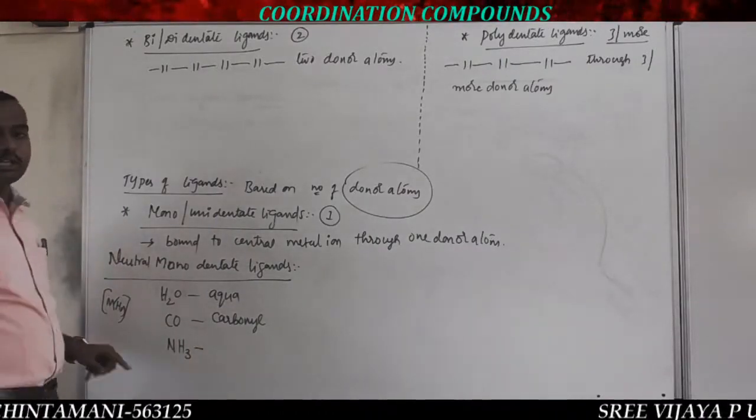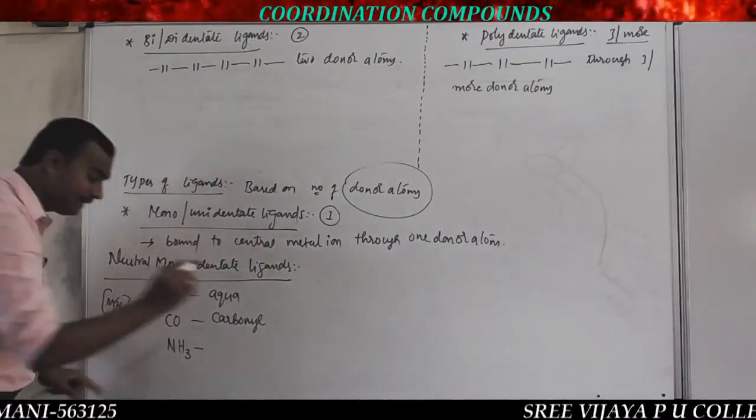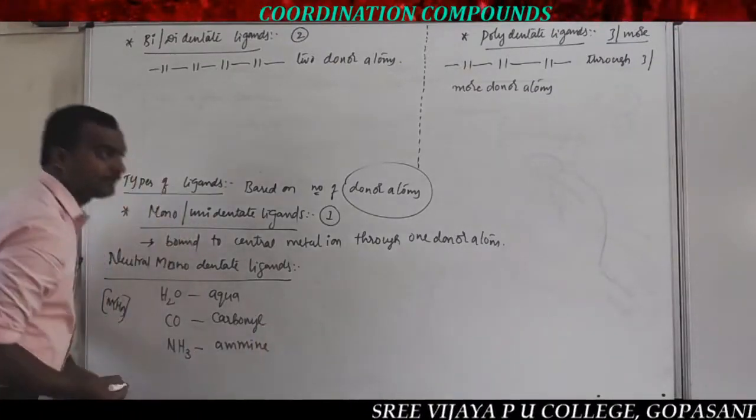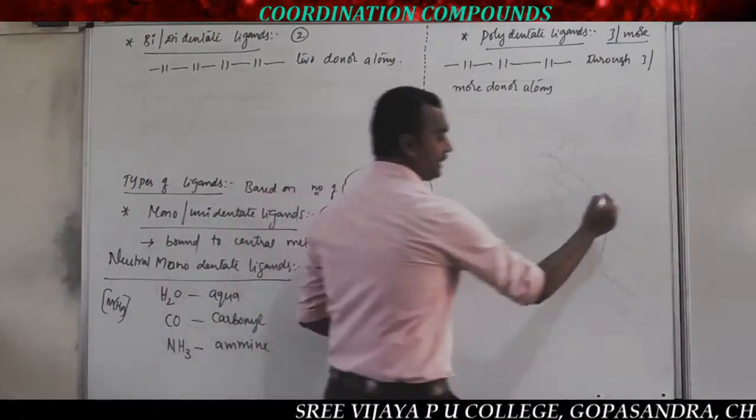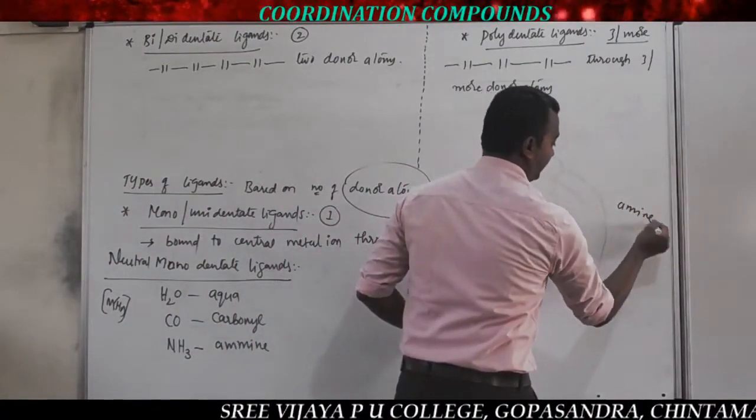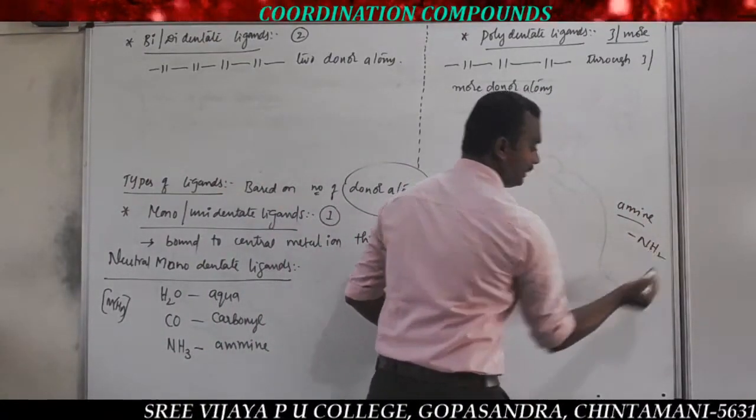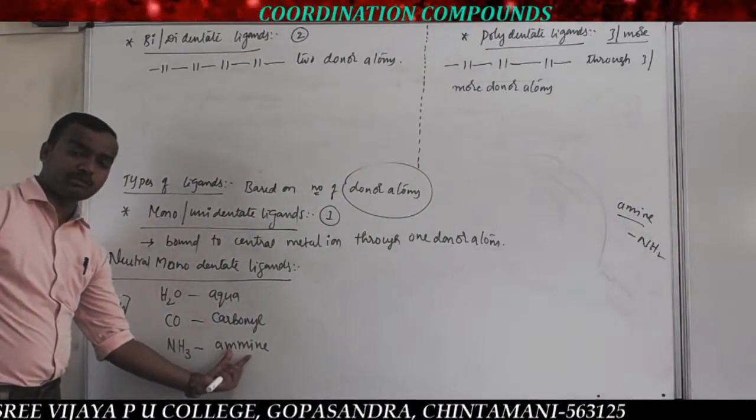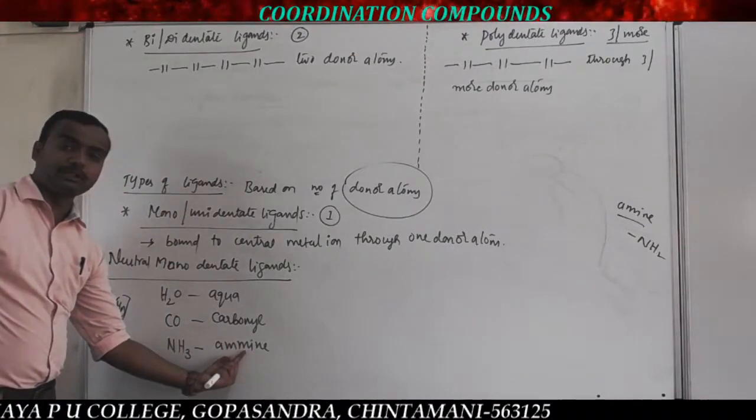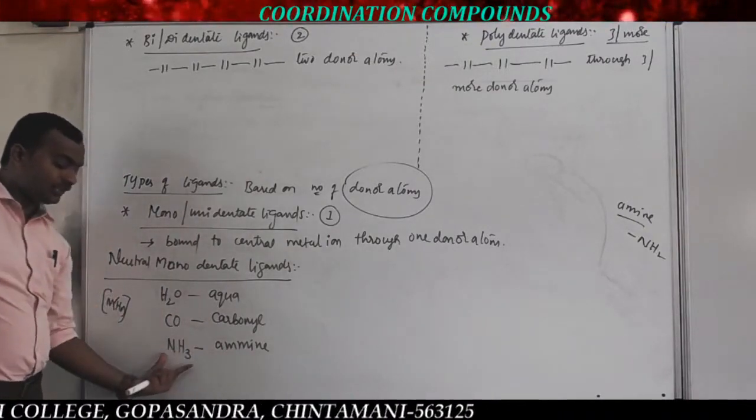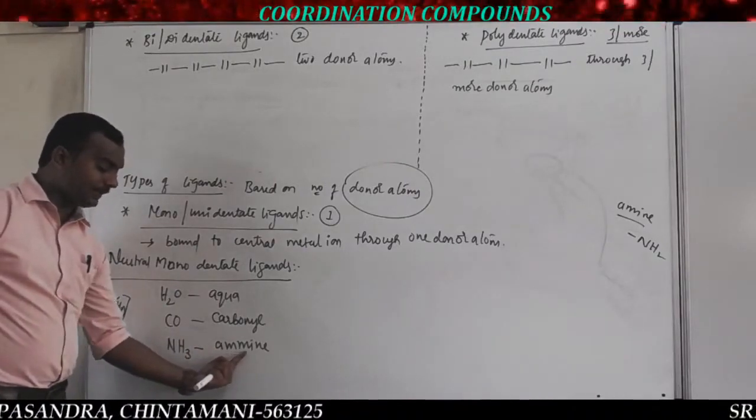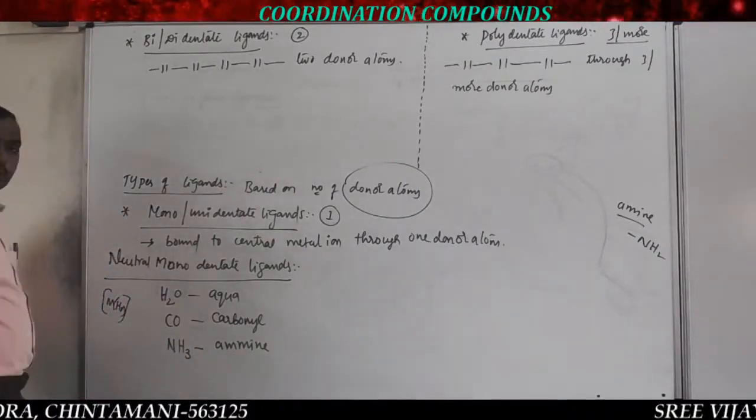Simply it is called ammonia, but when it acts as a ligand, it is named ammine. The important thing is ammine, with a double M, spelled AMMINE. This is very, very important, because the nomenclature will be completely wrong otherwise. When NH3 acts as a ligand, the name is ammine, with a double M. That's one of the neutral ligands.